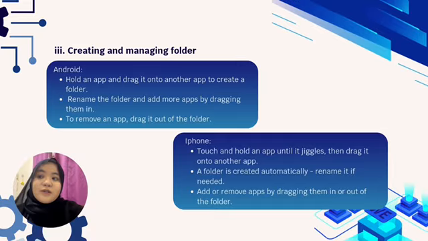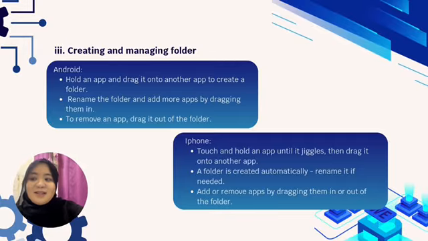Now I'll be explaining about creating and managing folders. For Android, to create a folder, hold an app and drag it onto another app. You can rename the folder and add more apps by dragging them into it. To remove an app, simply drag it out of the folder. For iPhone, touch and hold an app until it jiggles and drag it onto another app. A folder will be created automatically and you can rename it if needed. You can add or remove apps by dragging them in or out of the folder.